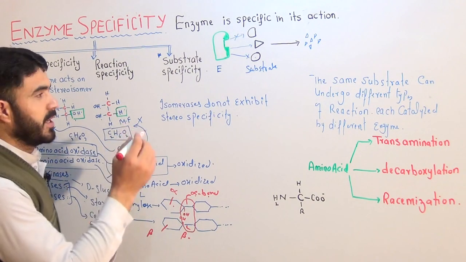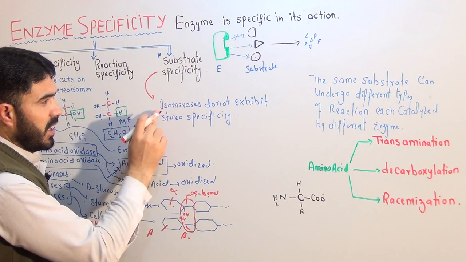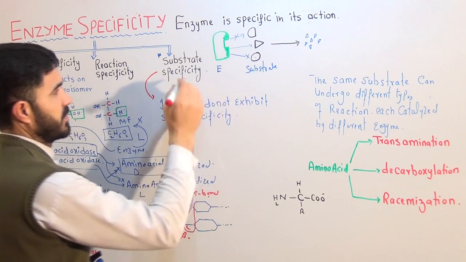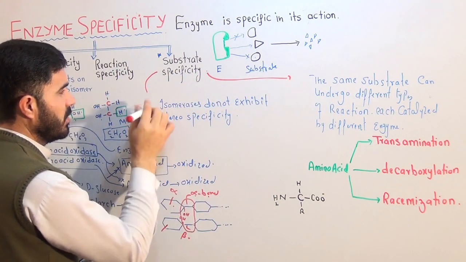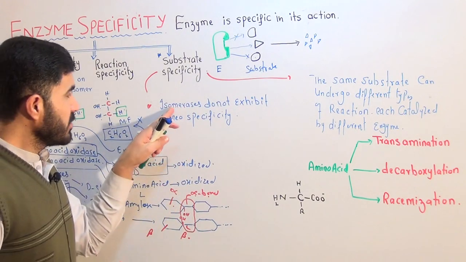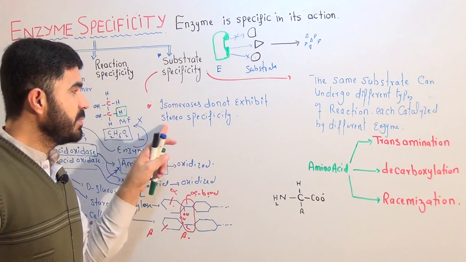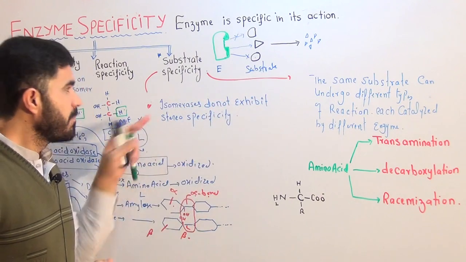What is mentioned here about the substrate specificity? This is the definition. But come here. I have just mentioned one point here for you: isomerases do not exhibit stereospecificity. What is meant by this?